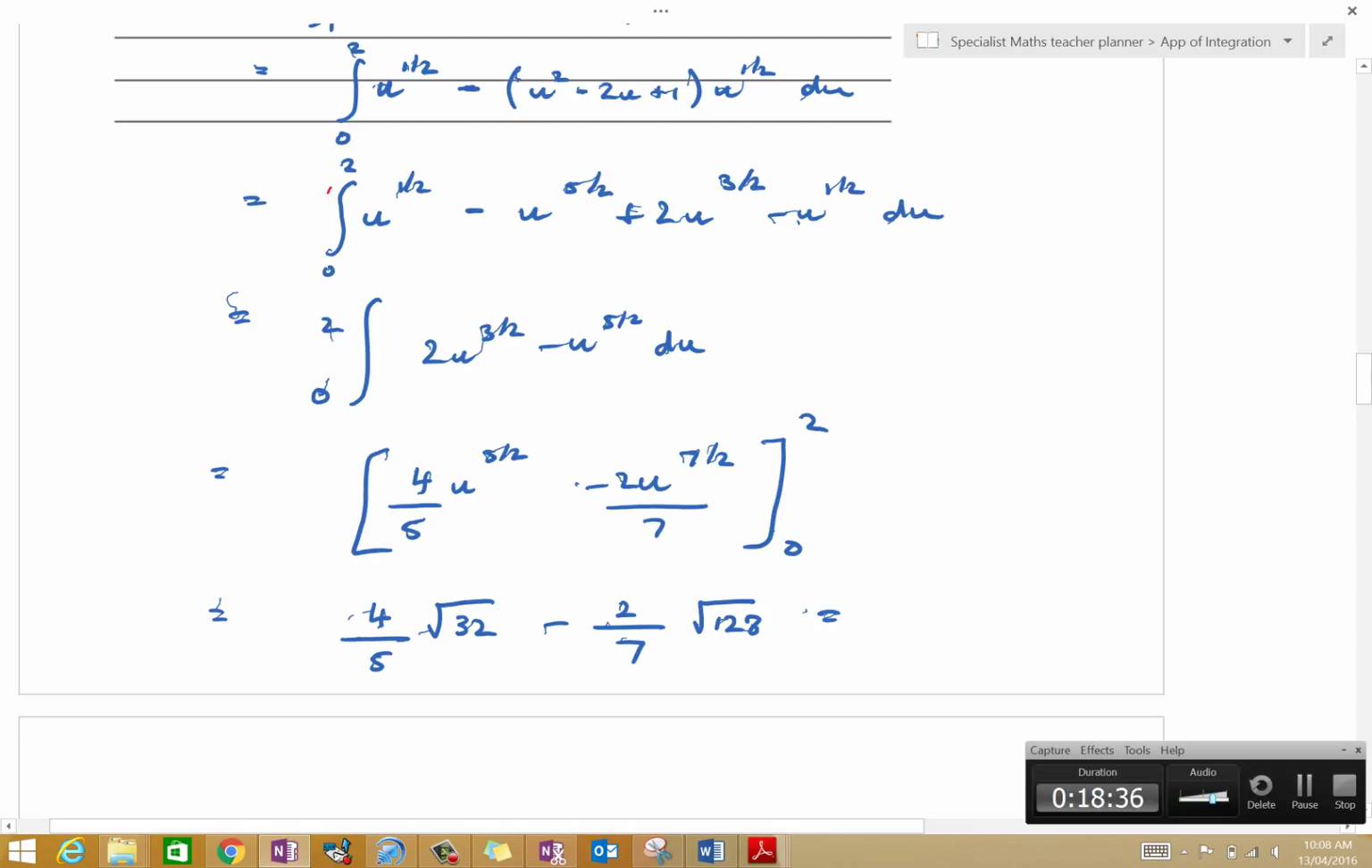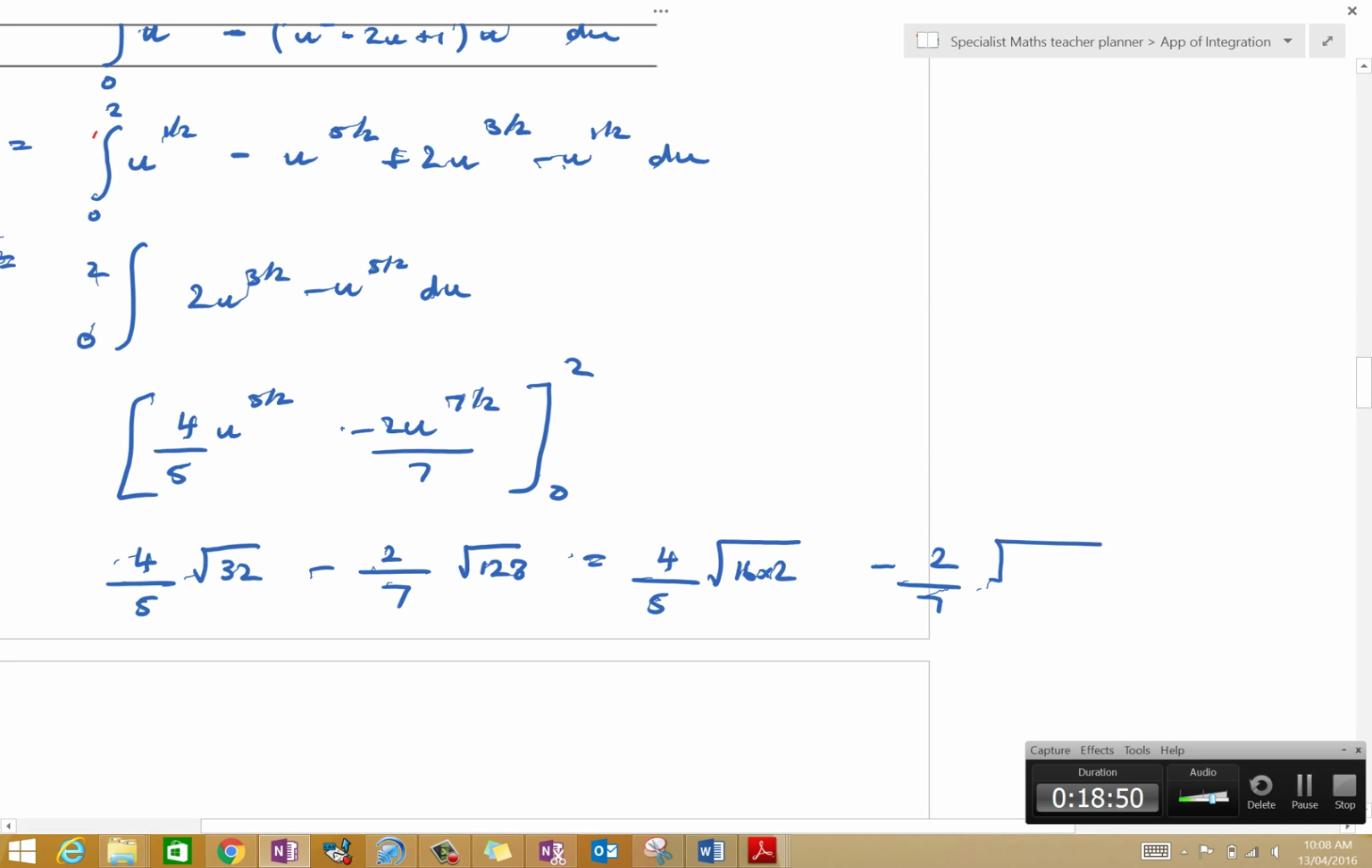Now, we're looking for a perfect square. That's the same as 4/5 square root of 16 times 2. This is your year 10 maths here. Minus 2/7, 64 times 2. So I've got a 4, which is going to be 16 on 5 root 2. And that's going to be an 8 out the front, minus 16 on 7 root 2.